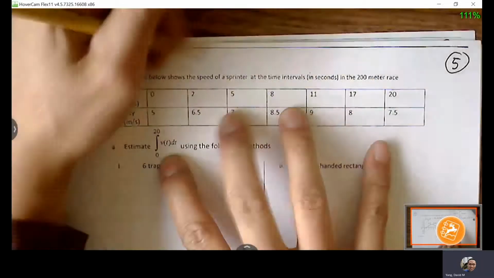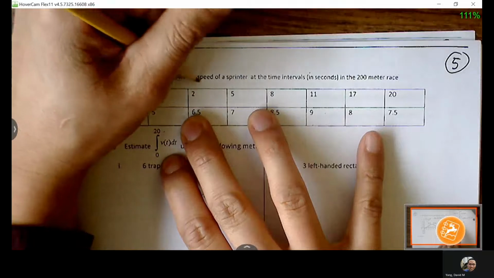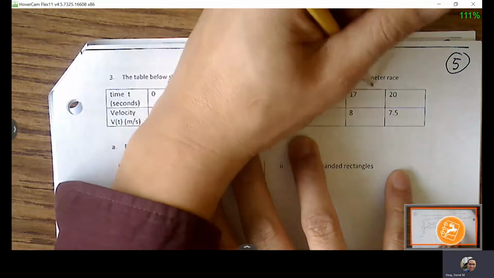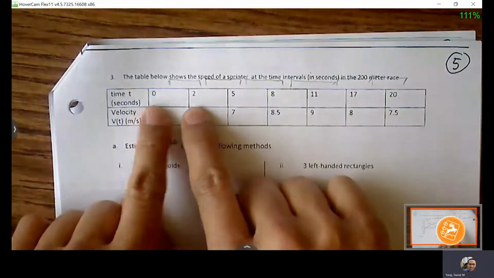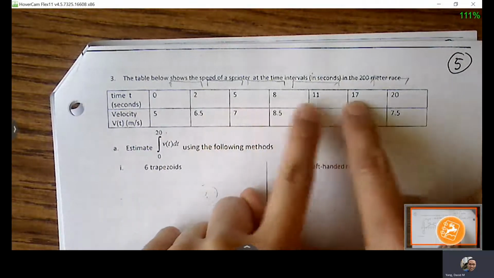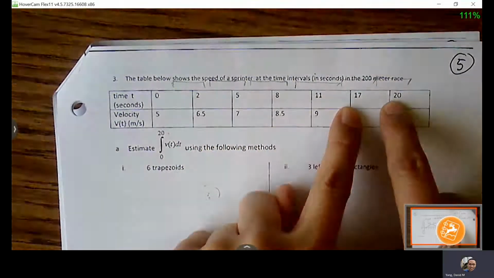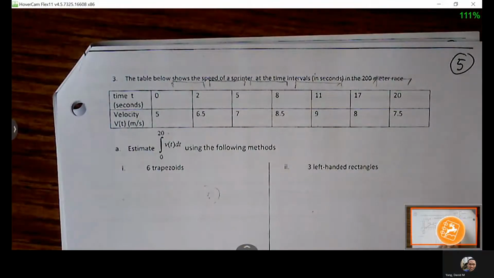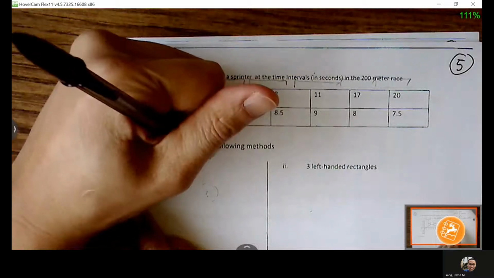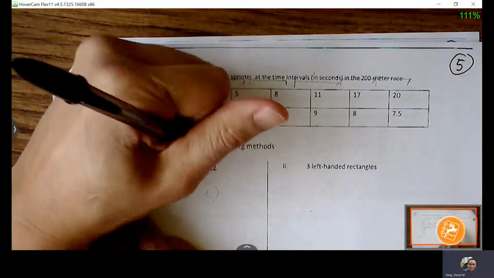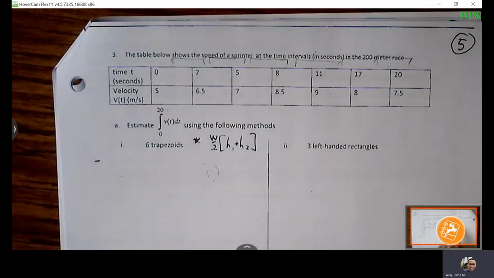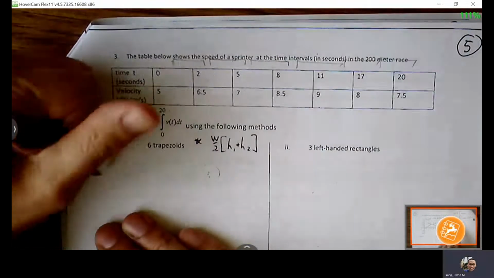from 0 to 20. So I'm going to indicate all of my subintervals. Find each of the widths. So it's 2, 3, 3, 3, 3, and 3. Okay. Trapezoid has this formula. Width over 2, height 1 plus height 2. And we just total all the trapezoids up.